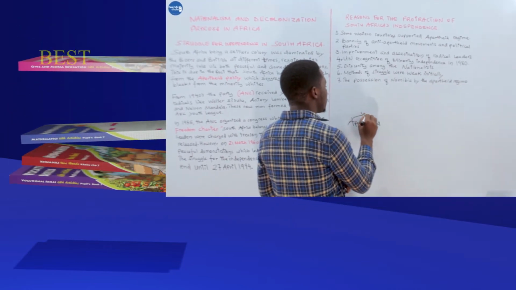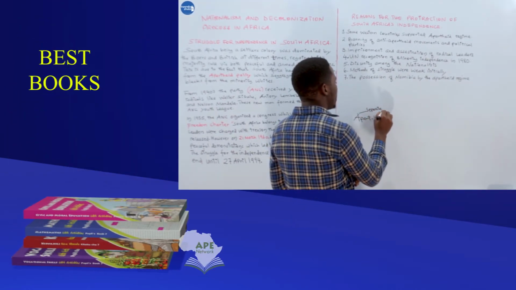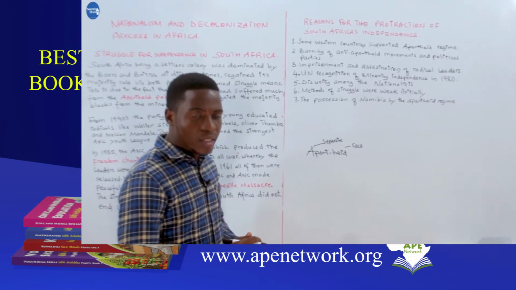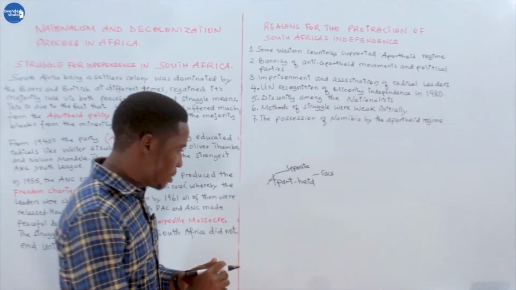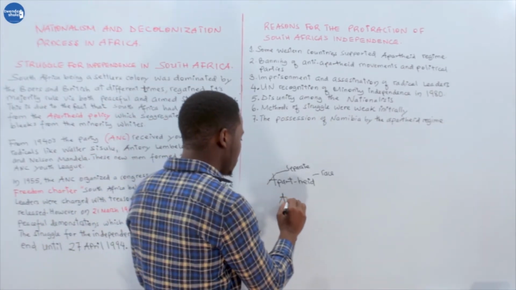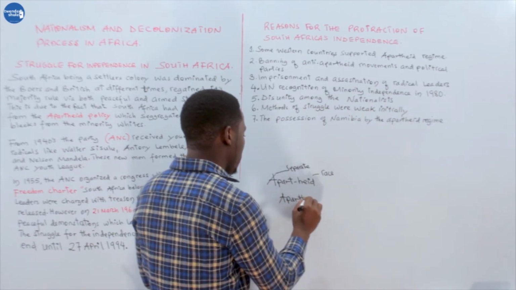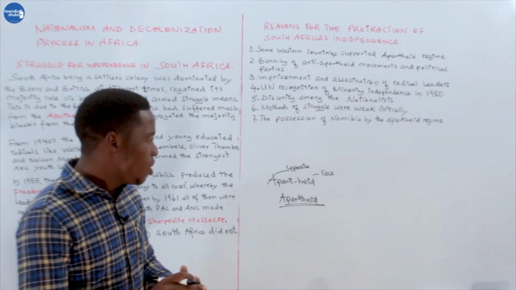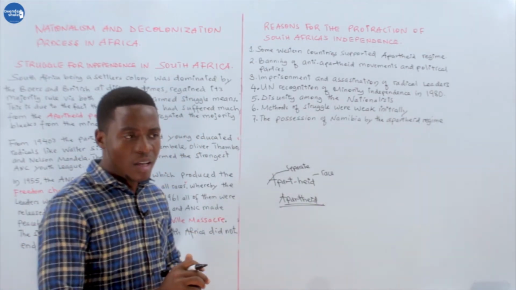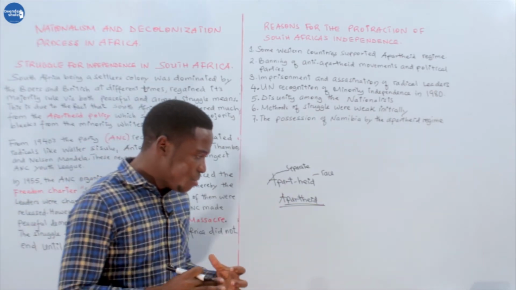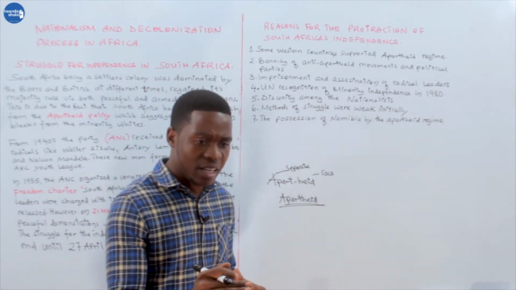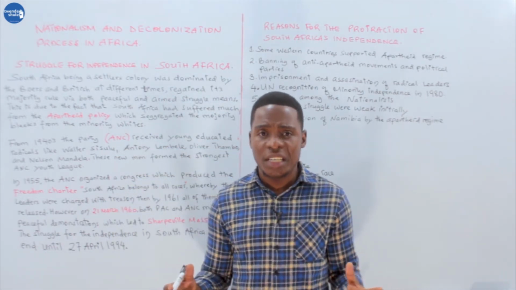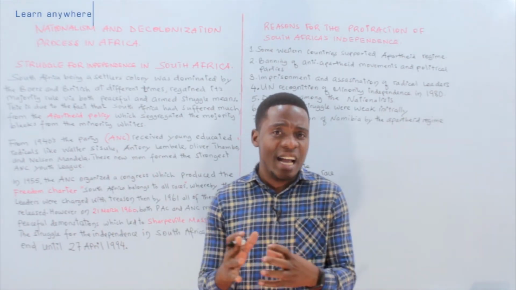Apart means separate. Hate means race or color or origin. So together we call it apartheid, which means racial segregation or racial separation. So the Dutch now believed that they were a superior race to the black race. They came up with the doctrine that mixing color is against God's will.